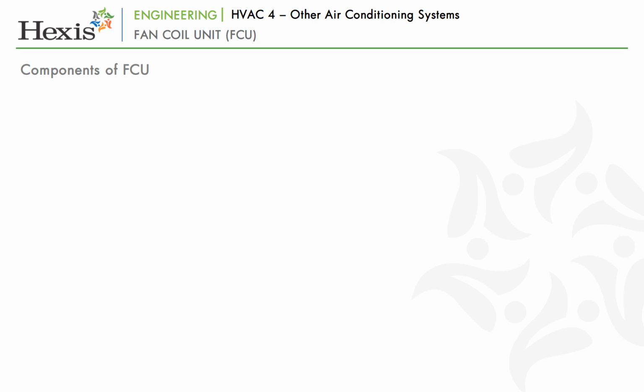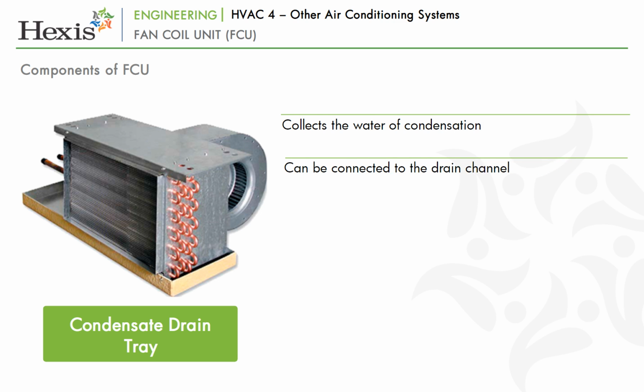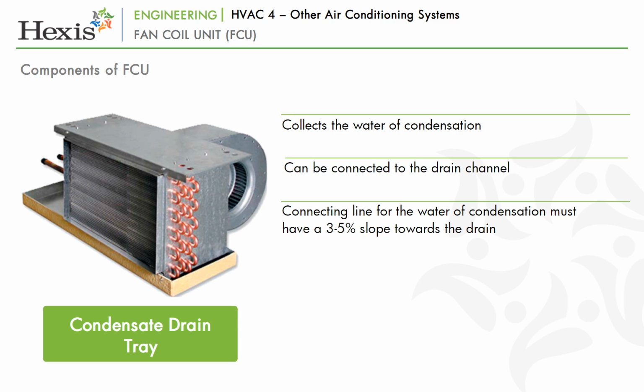The last component is condensate drain tray. An insulated condensate drain tray collects the water of condensation. It can be connected to the drain channel. The connecting line for the water of condensation must have a 3 to 5% slope towards the drain.